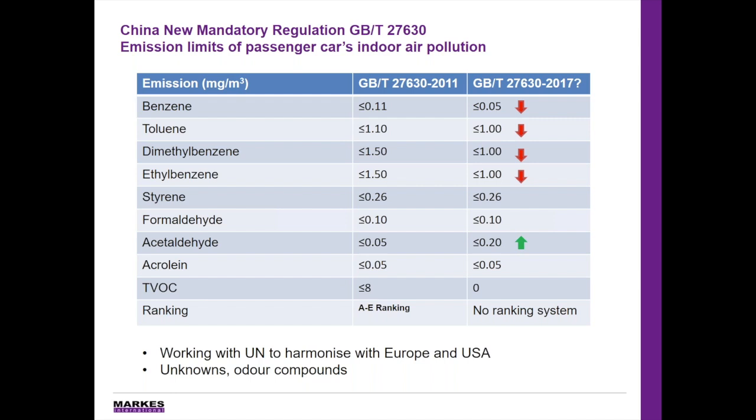In this new mandatory standard, you can see there's a reduction in benzene, toluene, dimethylbenzene, and isobenzene, but also a dramatic increase in acetaldehyde. That's because it's really difficult to get down to the initial limit they were looking at in the first version of the standard. So there are 8 compounds that are being regulated.